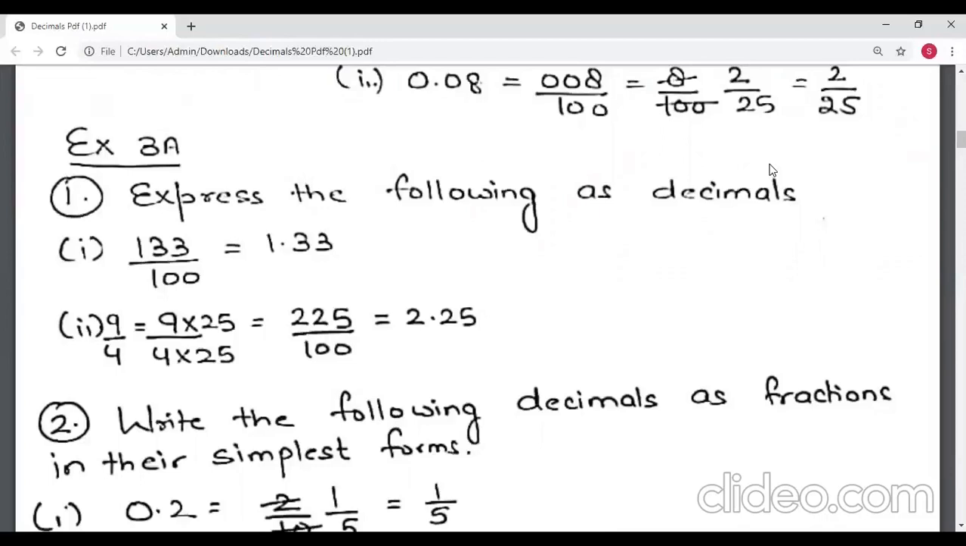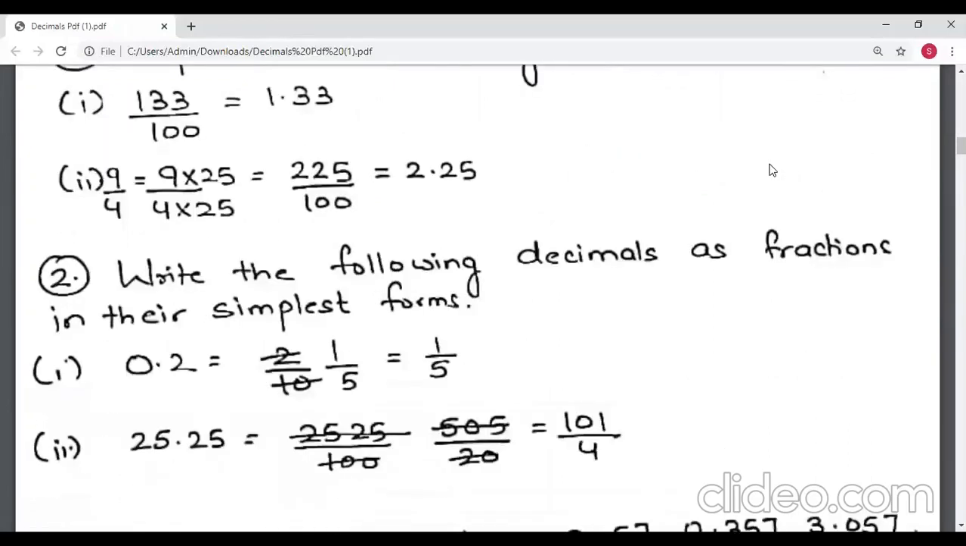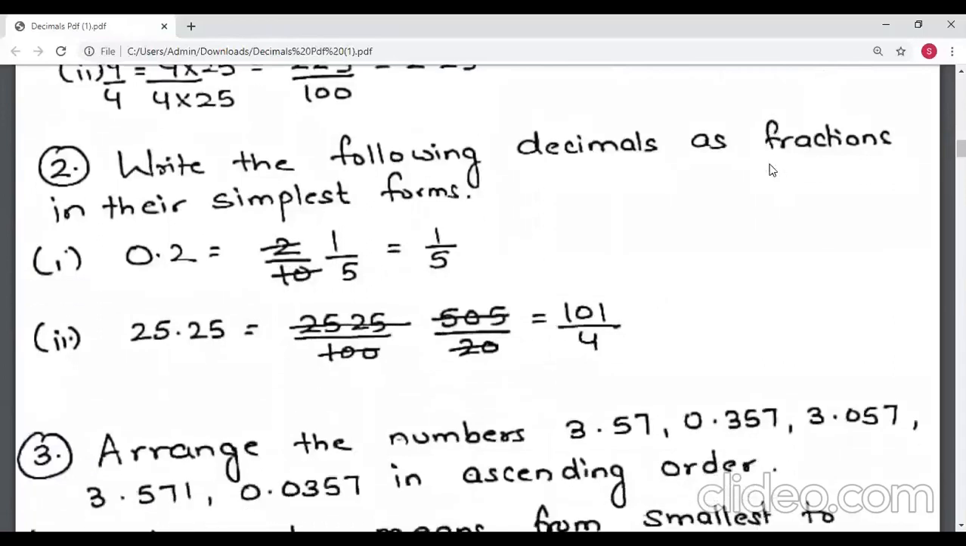Second part, 9 upon 4. Same thing we will be doing over here. 4 we will multiply by 25 to make it a multiple of 10. The 9 also will be multiplied by 25. You will get the number as 225 upon 100. Two zeros are given in the denominator. So the decimal will be shifted from the left by two places. Answer will be 2.25.